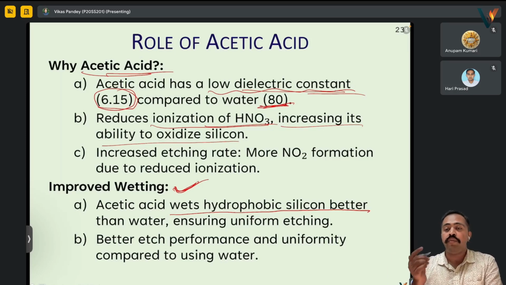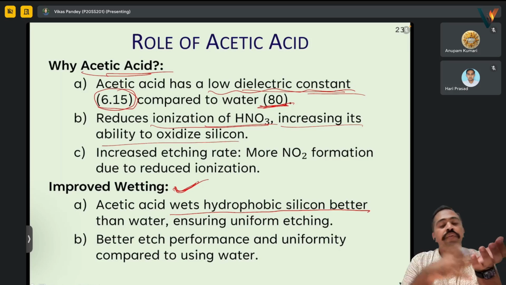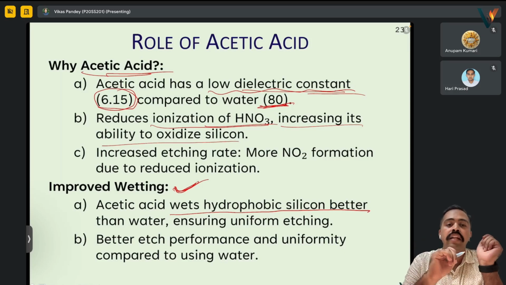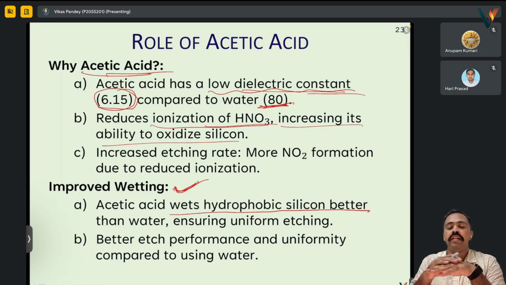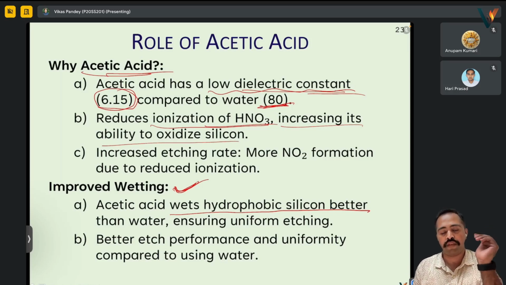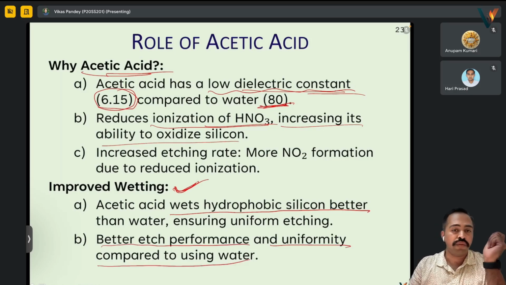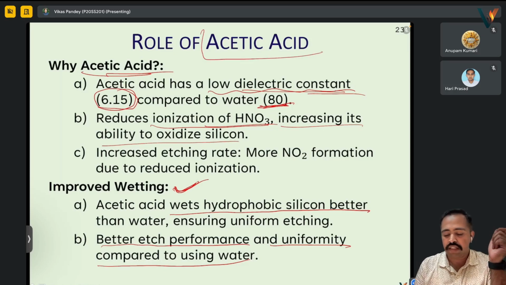So, we want to wet it. We want to get the reaction done. If we are going to use water, it will be repelled. Whereas in acetic acid, the acid is able to wet the surface much easier compared to water, since this silicon surface itself is hydrophobic. And that's why we get better etch performance and uniformity compared to using water. That is why acetic acid is used as the solvent in this process.